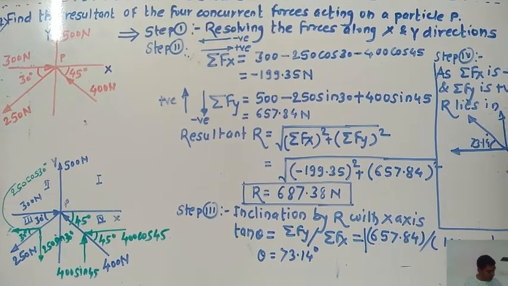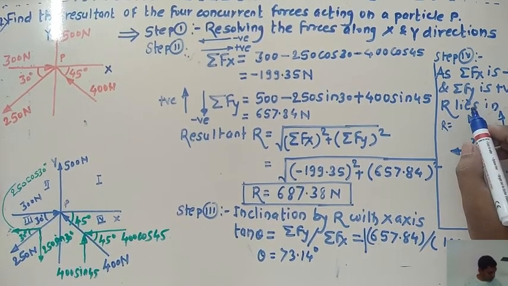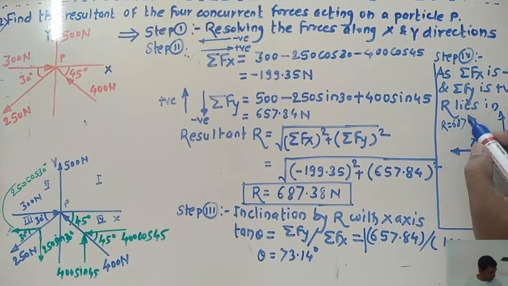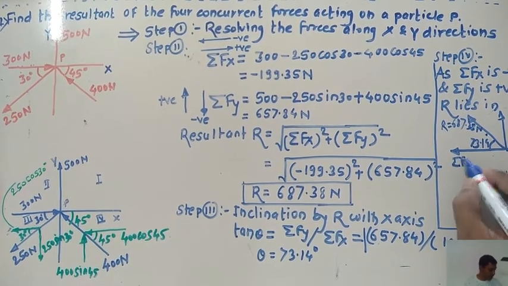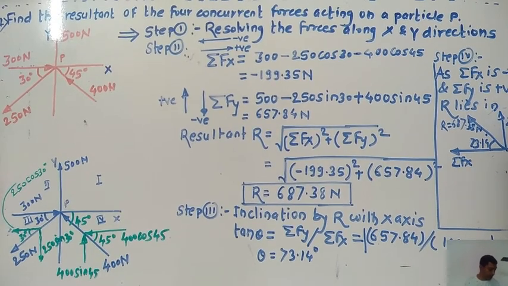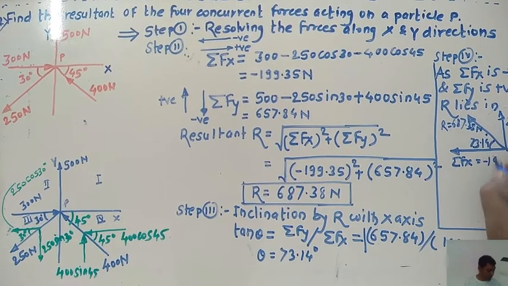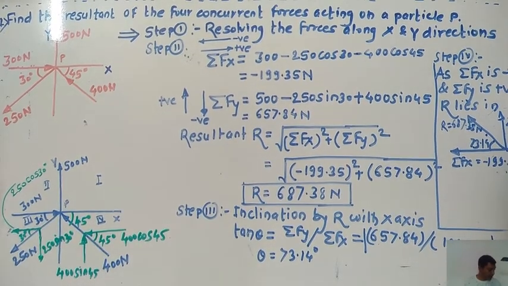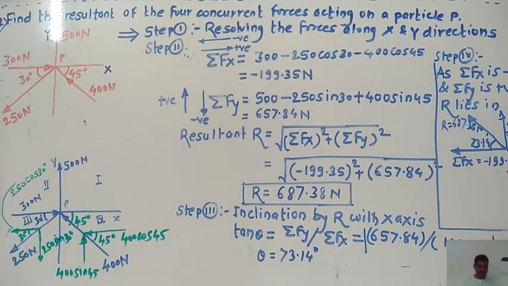So what's about the R? After doing calculation, we found the value for the R equals to 687.38 Newton. Apart from this, this indicates the summation of Fx and this indicates the summation of Fy. So you can also write the magnitude for the same here, no problem: 199.35 Newton, and the magnitude for this summation of Fy with us is 657.84 Newton. I hope that this problem is clear to you.